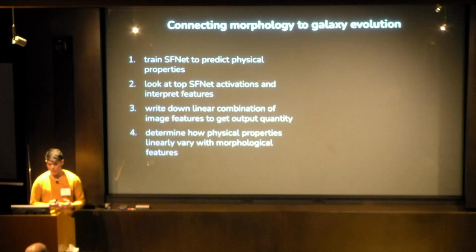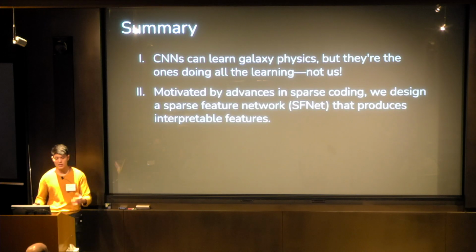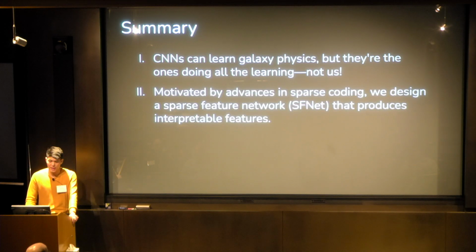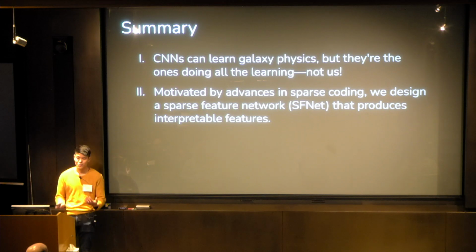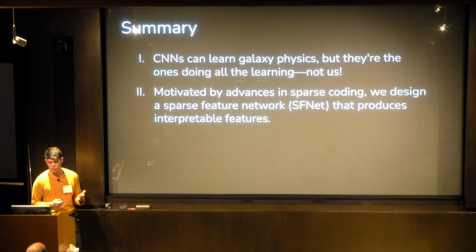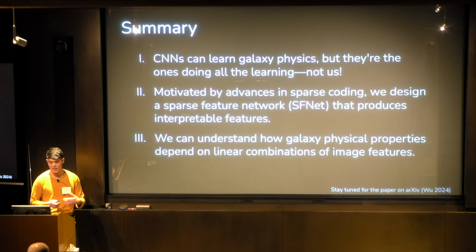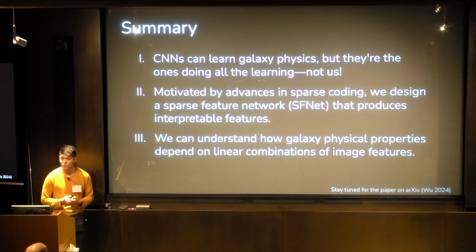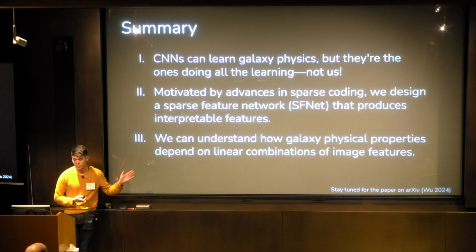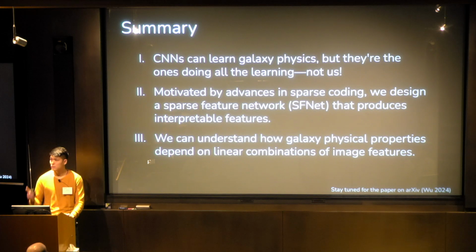Let me skip that. Just to get straight to the summary, for a long time, CNNs have learned the galaxy physics, but they're the ones that have been doing all the learning, right? We kind of get left out. And yet, with this SFNet approach, we actually can offer the physical interpretation and allow the CNN to produce the actual interpretable features. And using this kind of way, we can now take linear combinations of image features and derive actual physical properties directly from the data. So please stay tuned for this paper on arXiv. I'm hoping it'll be out in early January or so. And I'm right on time.